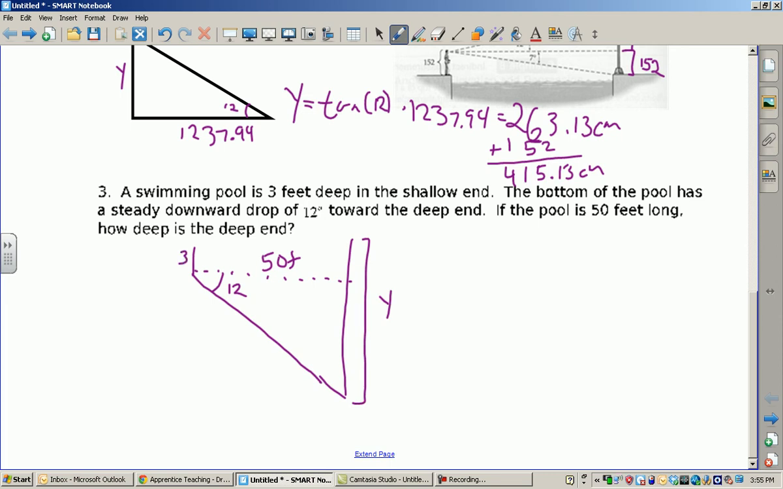So what I'm going to do is I'm going to break this up into 2 sections. I'm going to call this y sub 1 and y sub 2. And in math, you're going to see a lot of subscripts later on, but we'll get used to them now.